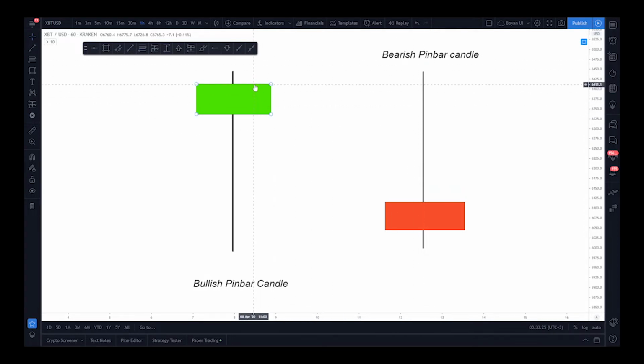The candles basically consist of a very long wick. The bullish pin bar candle has a very long wick below the candle body, and it could also have a small wick above the candle body. The bearish pin bar candle is vice versa. It has a small body at the bottom of the candle, with the possibility of a small wick below the candle body and a large wick above it.